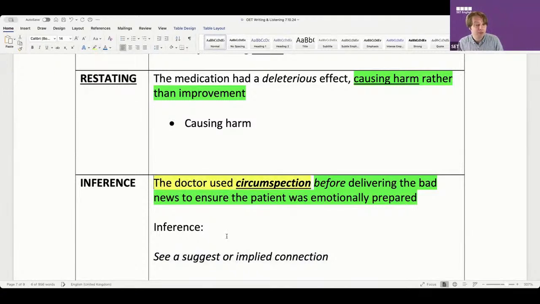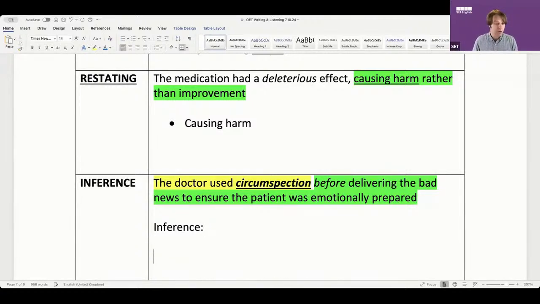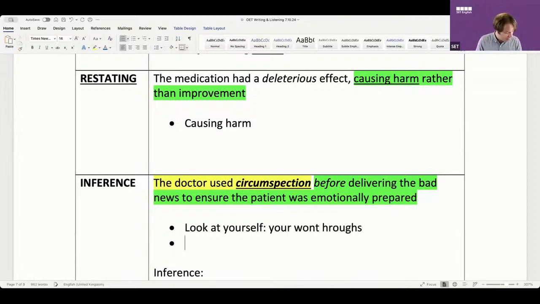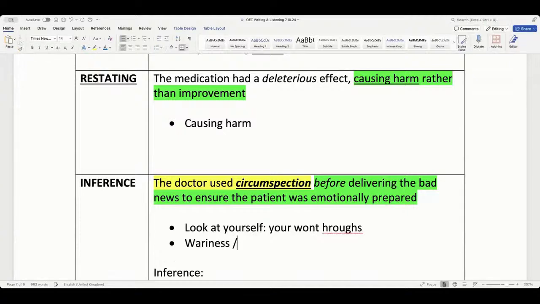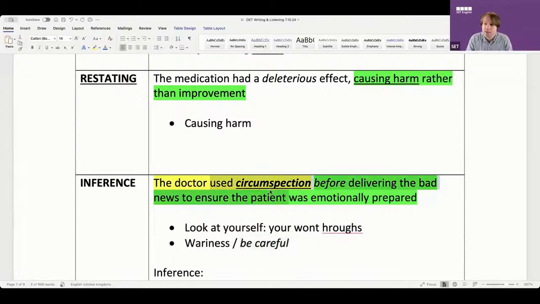It's very, very difficult, circumspection. It actually has two meanings. One of them is to look at yourself, your own thoughts. Okay, so that's very hard. It can also mean wariness, which I didn't know. Wariness. Does anyone know what that means? Be careful. Something like that. So it's like being careful, right? Not to think about it for a long time.